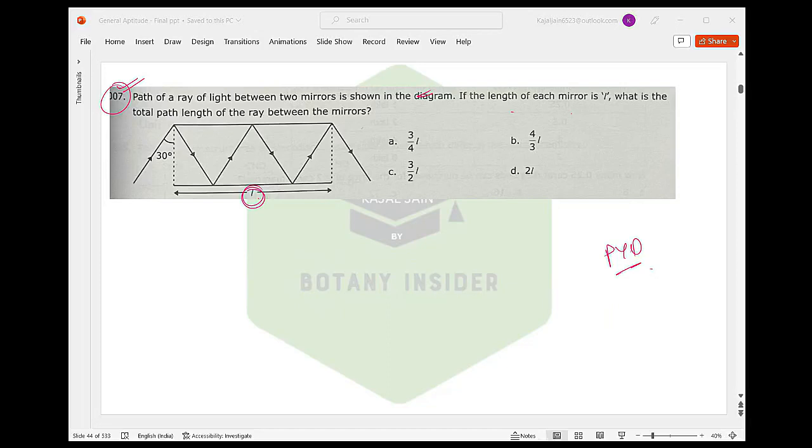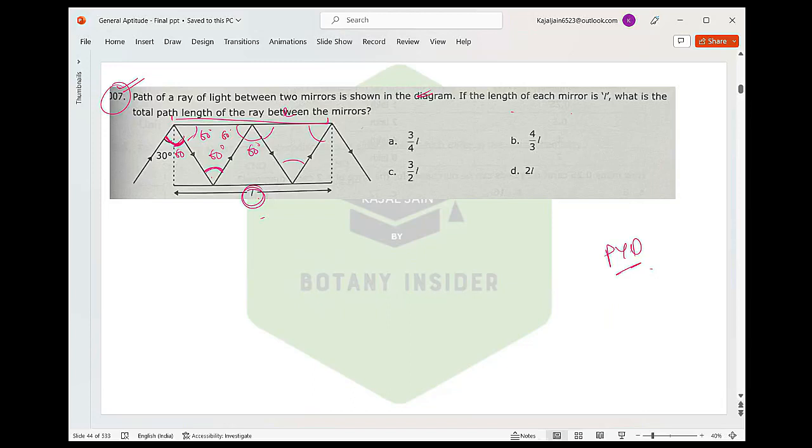Done, everyone. Let's look into the answer and mark it. Very easy. The path of a ray of light between the two mirrors is shown. The complete length is L, and this is also L, right? If this angle is 30, this will also be 30. If this complete angle is 60, this will also be 60. That means all these angles will be 60 itself, right? This is a basic property.